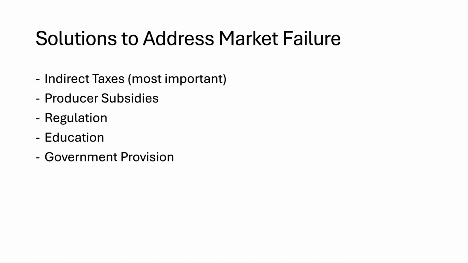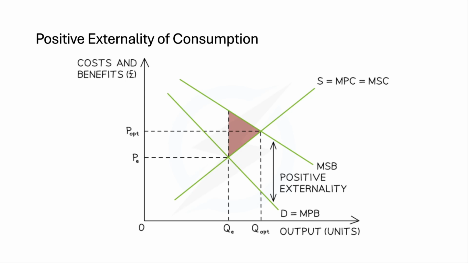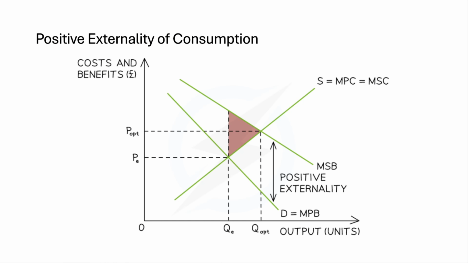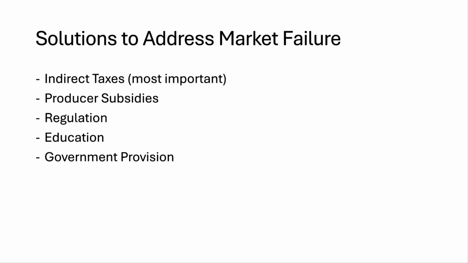And lastly, we have government provision. So this could work for positive externality of consumption, because obviously if you are providing something, and let's assume it's for a very cheap price or for free, more people are going to consume it, therefore output increases. The effective output increases. So yeah, this is a pretty simple way to summarize externalities.